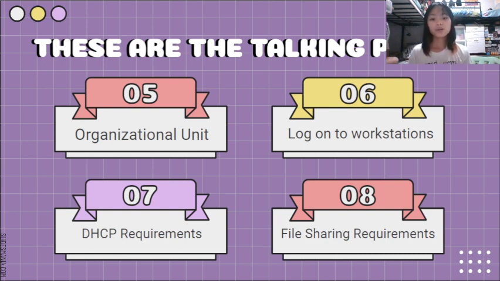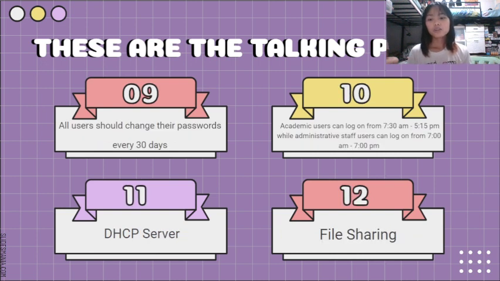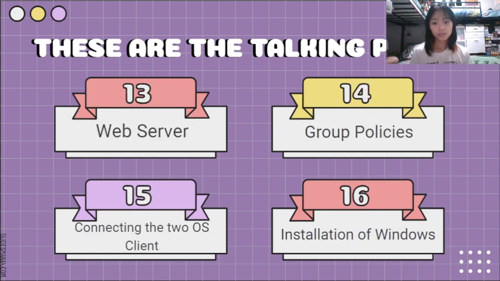Then the DHCP requirements and file sharing requirements, and also all users should change their password every 30 days. Academic users can log on from 7:30 a.m. to 5:15 p.m., while administrative staff users can log on from 7 a.m. to 7 p.m. And the DHCP server and file sharing installations and requirements are like we did in past lessons or tutorials.